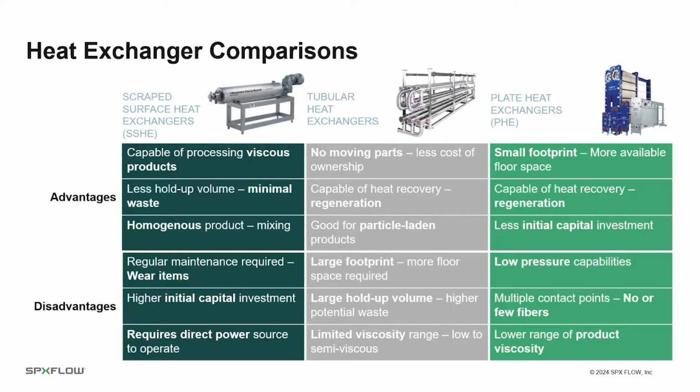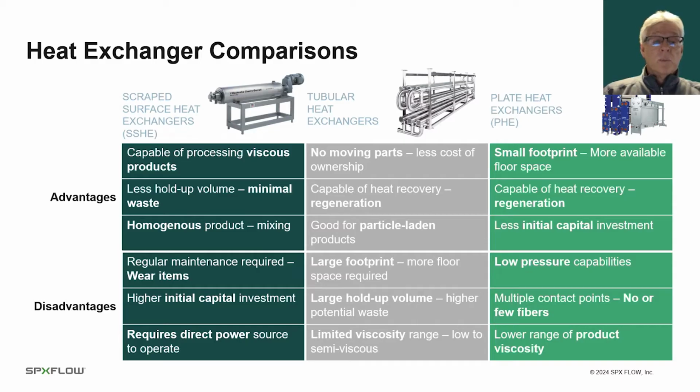As we transition over to tubular, this is going to be one that has no moving parts. So it's got a low cost of ownership compared to, say, a scrape. But it also has the capabilities of heat recovery and regeneration. And then when we look at the footprint, that's going to be a very difficult footprint. In many cases, these get very, very large, 20, 30 feet long, and take up a whole processing room. So the spin from that is that you get a lot of holdup volume, you get potential waste, and how do you recover that? And that always becomes a factor as you decide which heat exchanger to select.